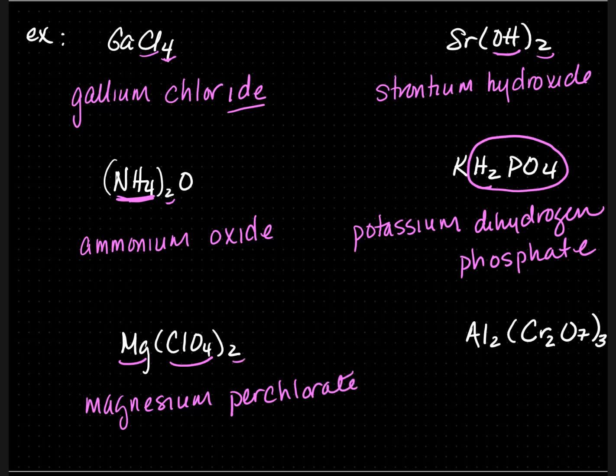Al2(Cr2O7)3. Aluminum. We ignore the subscript. Cr2O7 is a polyatomic, dichromate. We ignore this parentheses. We ignore this subscript. This subscript 3 just tells you I need 3 dichromate to make this compound neutral.